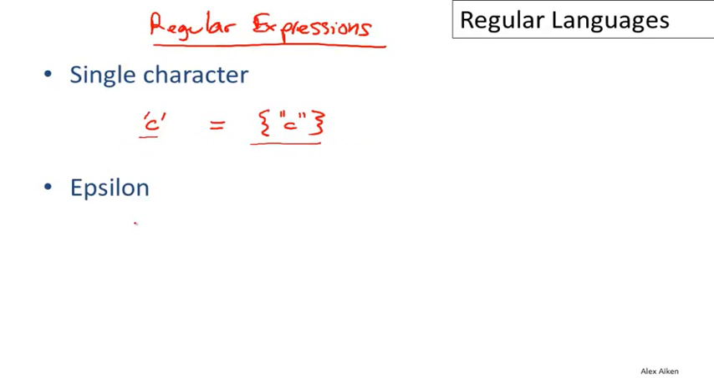Another basic building block of regular languages is the regular expression Epsilon, which is the language that contains, again, just a single string, this time the empty string. And one thing that's important to keep in mind is that Epsilon is not the empty language. It does not correspond to the empty set of strings. It is a language that has a single string, namely the empty string.